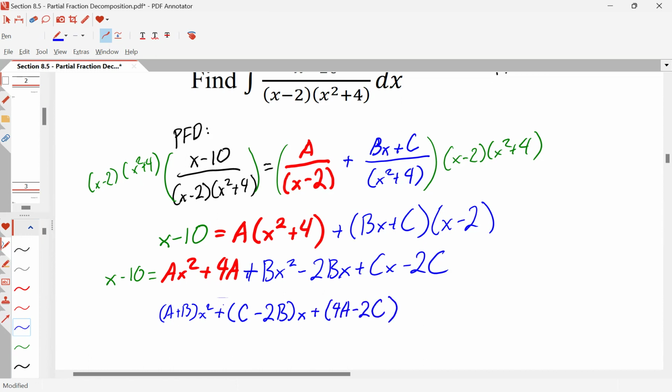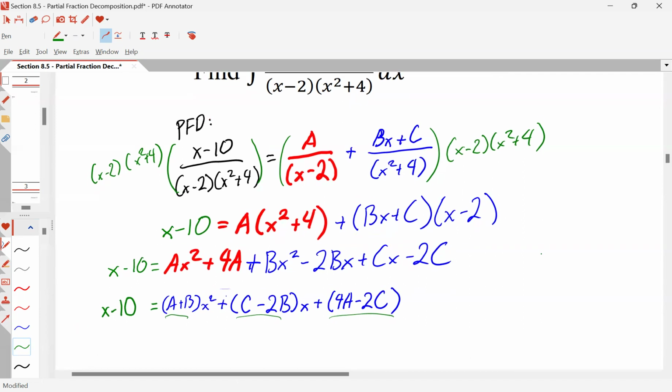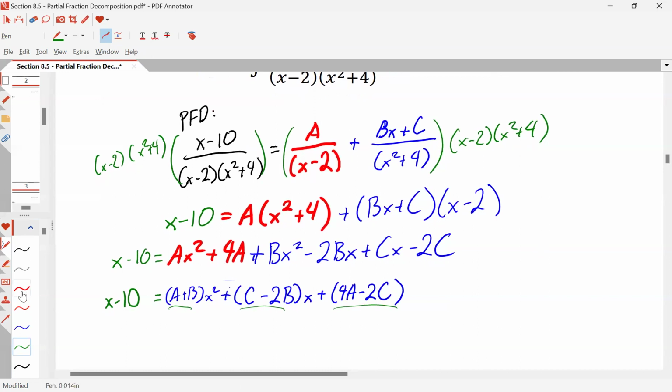And each one of these, since a, b, and c are just representing numbers, each of these expressions in parentheses are a number. But this expression is equal to x minus 10. Meaning, when I take together my a plus b, it needs to equal the x squareds on the left-hand side. There's no x squareds over there. So a plus b has to be 0, because there's no x squareds.